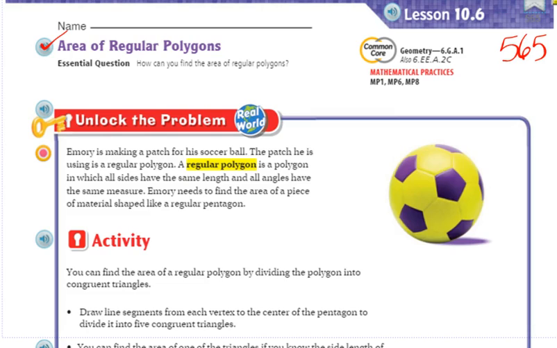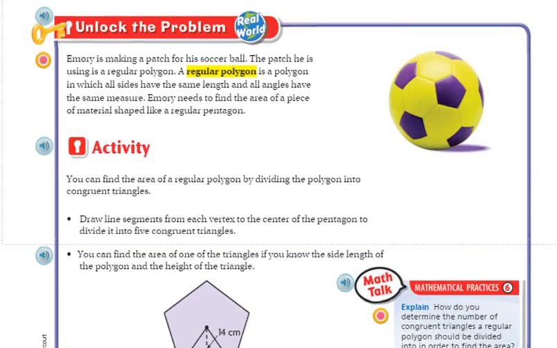The essential question is, how can you find the area of regular polygons? So we're going to be pulling on some of the skills that we've developed through the first half of the chapter here to find the area of some more complex looking geometric figures. So let's go ahead and take a look at the unlock the problem here.